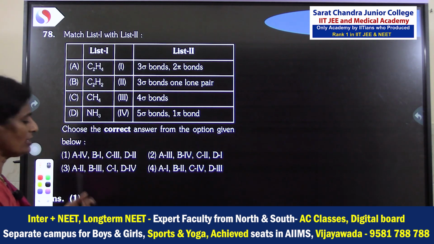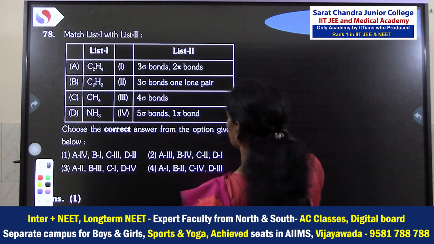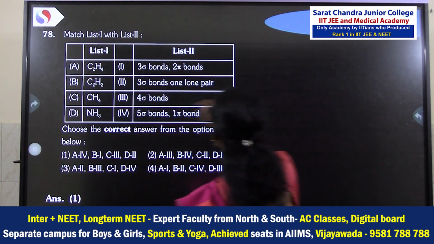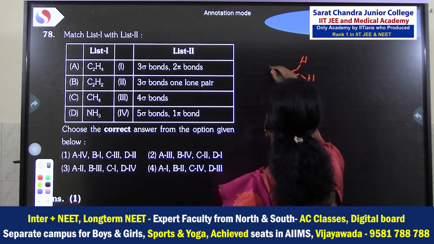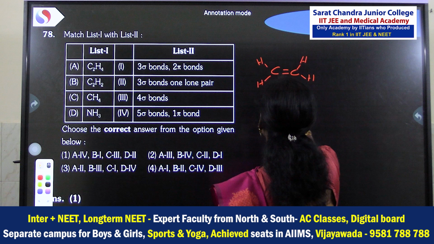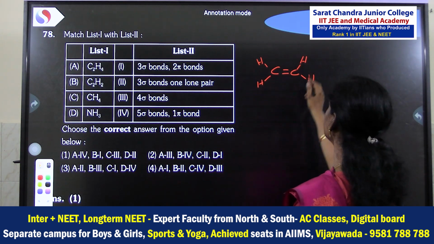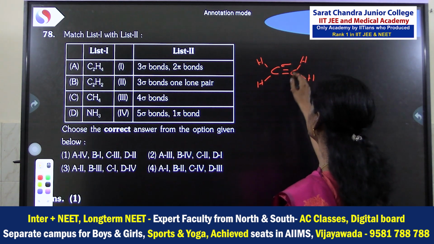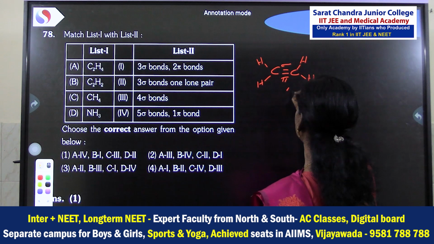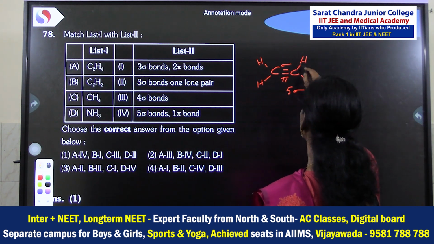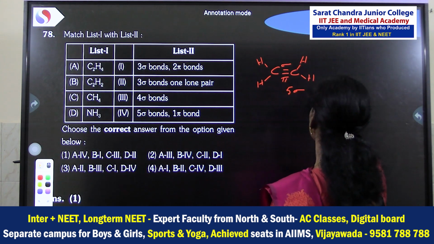Very simple question. Ethylene, C2H4. In this, there are total how many sigma bonds? Double bond means one sigma bond and one pi bond. Single bonds are sigma bonds only. So total 5 sigma bonds, 1, 2, 3, 4, 5, and 1 pi bond.